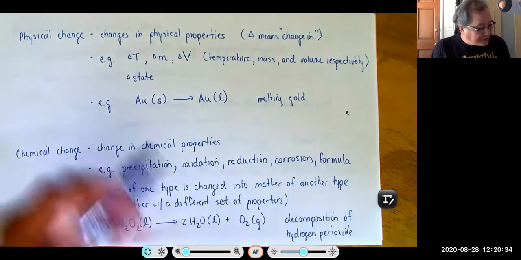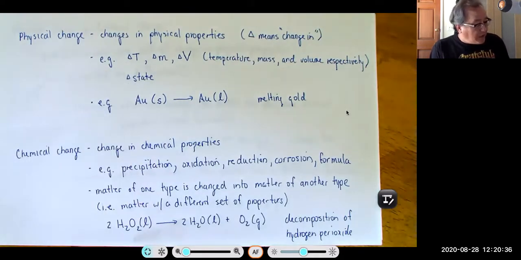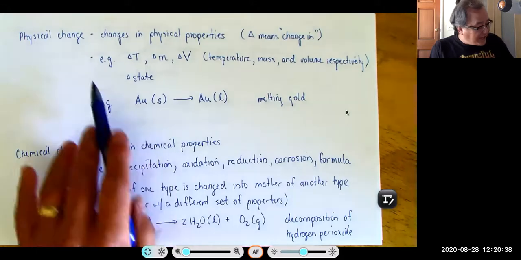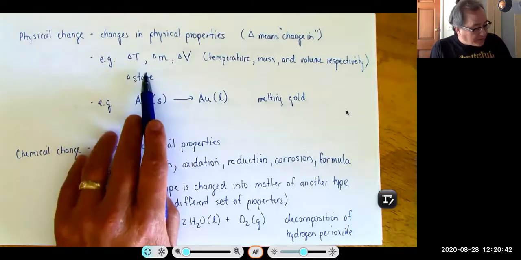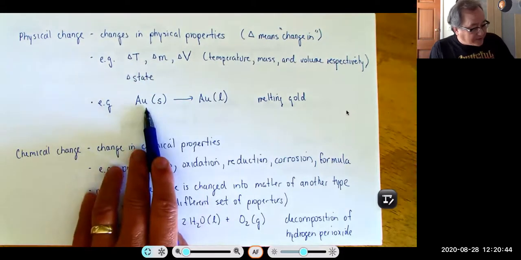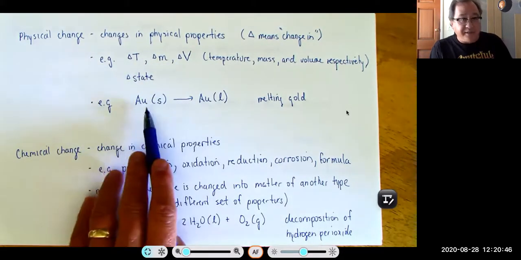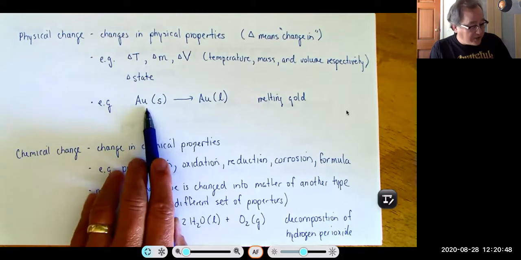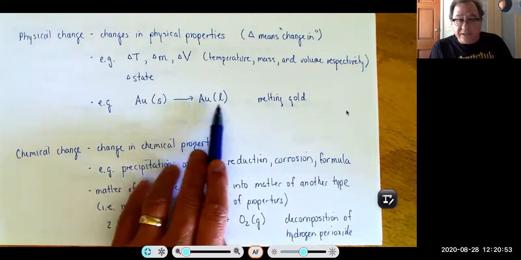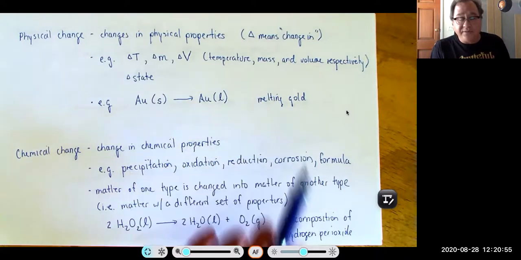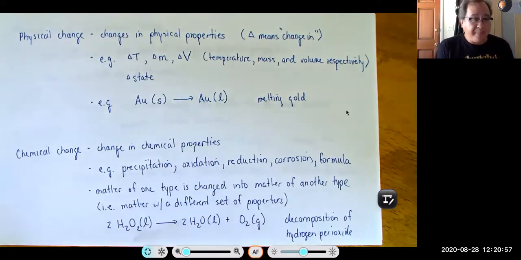You could have a change in state. So normally when you have these changes in these physical properties, you could write something like this. This is an example of a physical change. Here, gold, solid, turning into gold, liquid. So this is melting gold. That's a physical change. Okay.